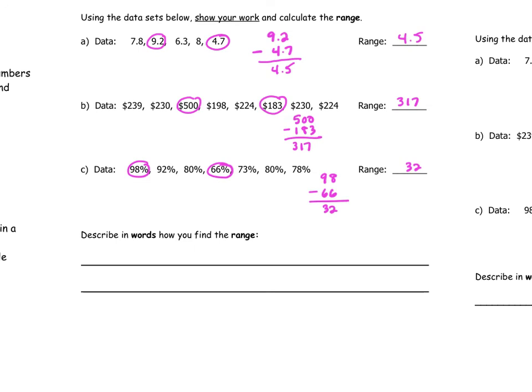So here are the answers. The range for the data in set A is 4 5/10. The range for the data in set B is 317, and the range for the data in set C is 32. It asks us to describe in words how you find the range. So you could say something like, I found the highest piece of data and I subtracted the lowest piece of data from it. Put that in your own words, and please write that now.